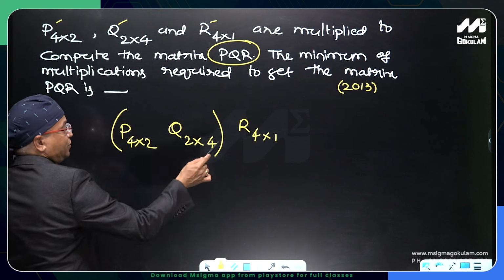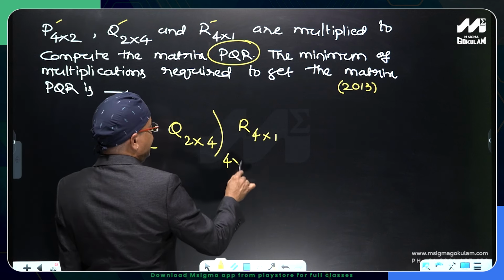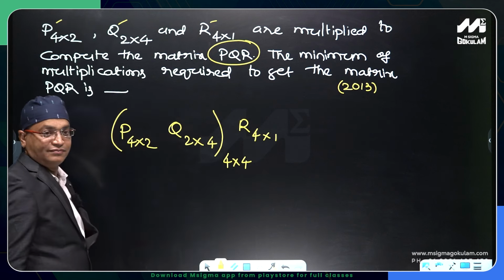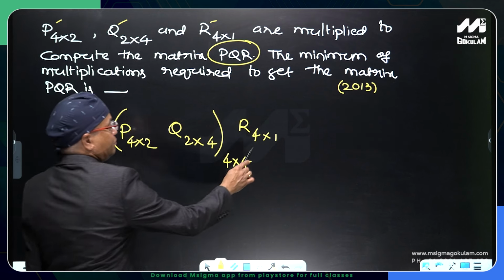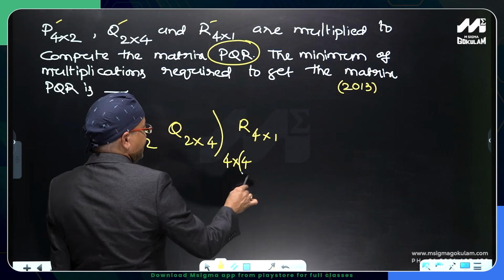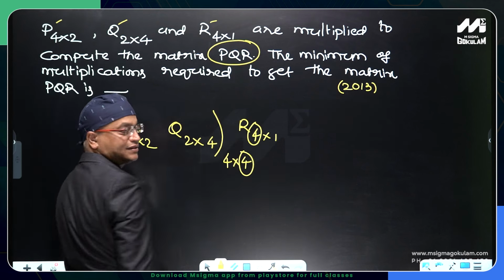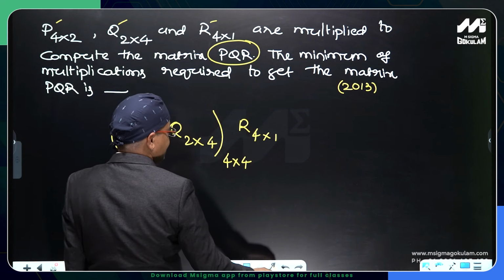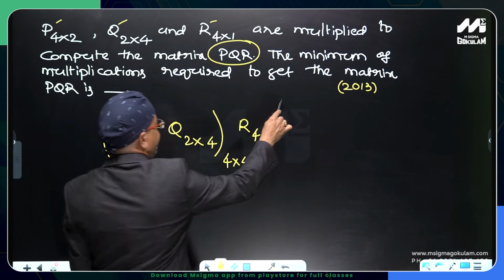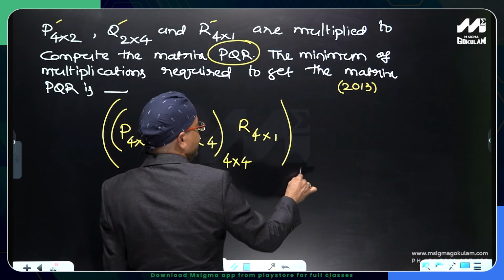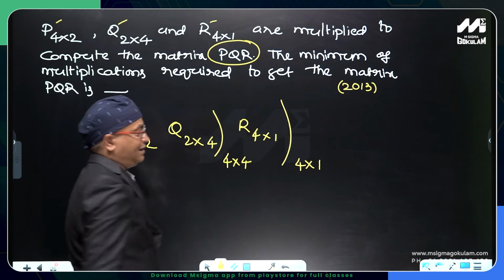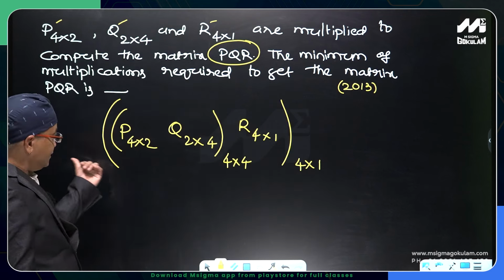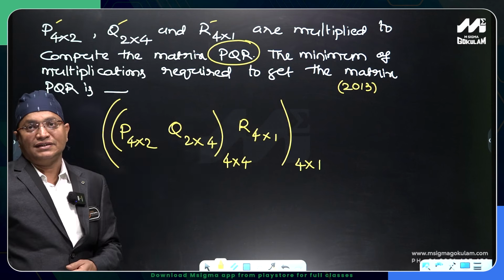Then 4 by 2 into 2 by 4, the result is a 4 by 4 matrix. Now it is 4 by 4, here 4 by 1. Here 4 columns, here 4 rows. Then we can multiply. Now, if we multiply 4 by 4 into 4 by 1, we get a 4 by 1 matrix. This is the PQR matrix.